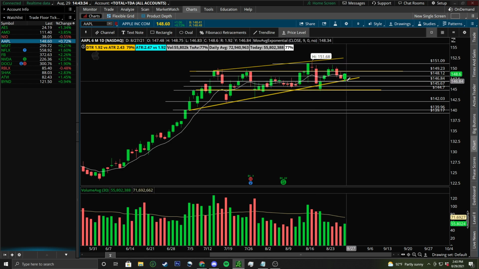But this is the level, 146.80. So below 146.80, you can target that major support. But until that major support is gone, you don't just start shorting heavily, okay? But that's what we're going to be looking at for Apple. That's going to be huge on the market.